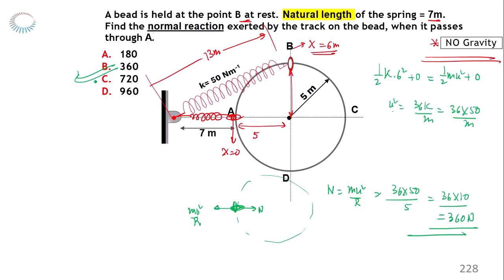Okay. 360 Newton is the normal reaction offered by the outer ring on the bead once the bead is coming to point A. Okay? Understood?